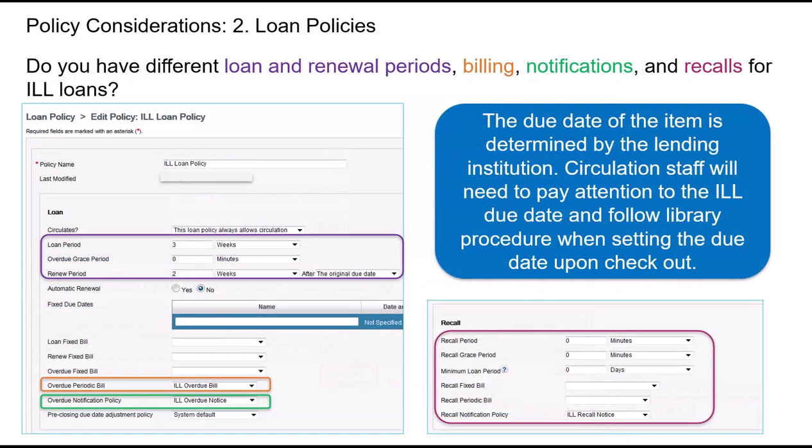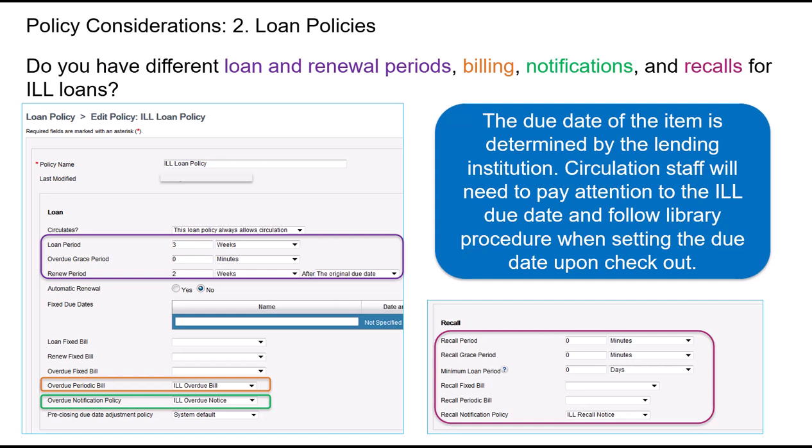Consider if you want different loan policies applied to items that circulate as ILL loans. Remember that the due date of the item is determined by the lending institution. So staff will need to adjust the due date of an item based on the lender's requirement. But you may want to establish some typical loan period as the default. We'll set ours to 3 weeks, knowing that in our experience, we usually get 4 weeks from the lender.